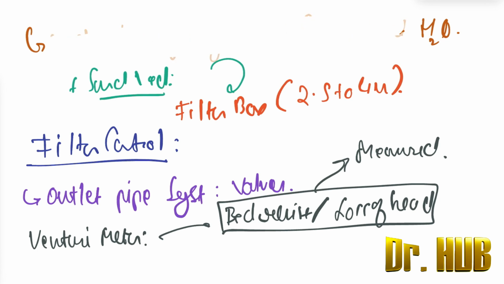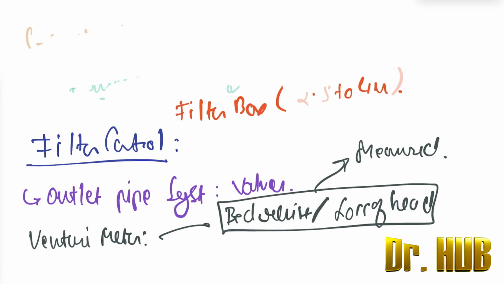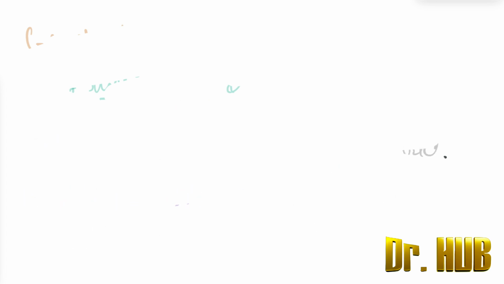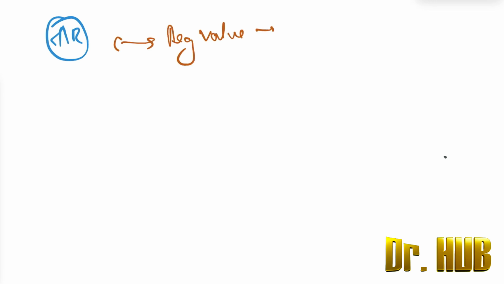Next, when the resistance builds up, the operator opens the regulatory valve. The regulatory valve is opened to maintain a steady state of filtration.